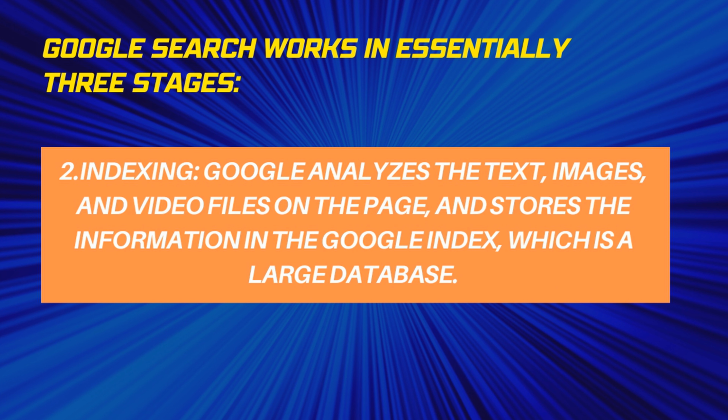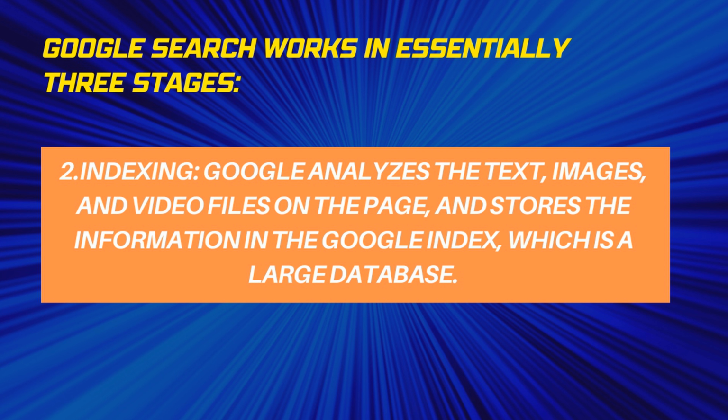The next stage is indexing. Google visits the pages that it has learned about by crawling and tries to analyze what the page is about. Google analyzes the content, images, and video files on the page, trying to understand what the page is about. This information is stored in the Google Index, a huge database that is stored on many computers.